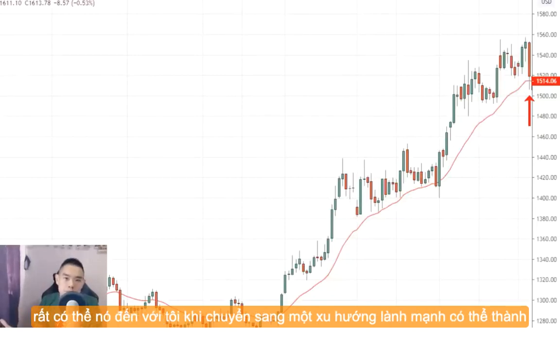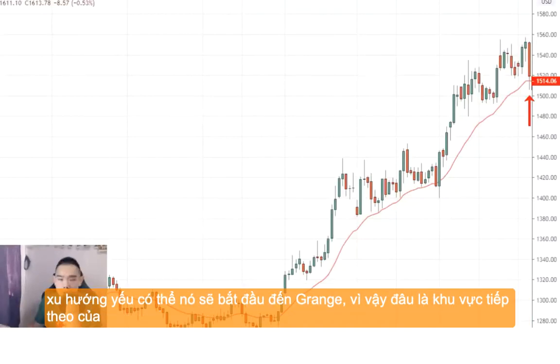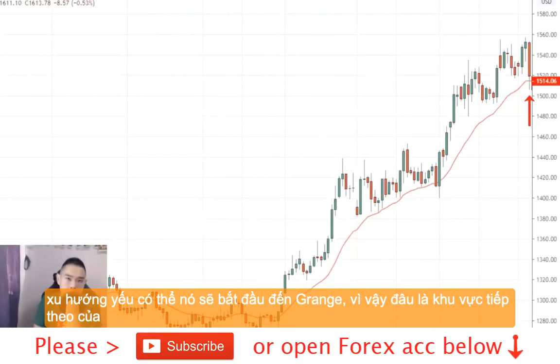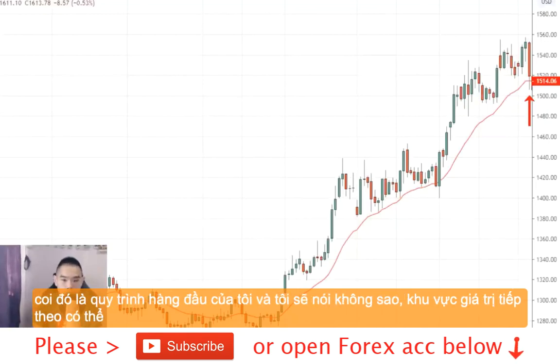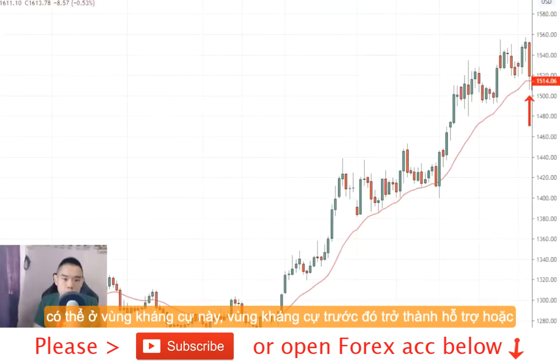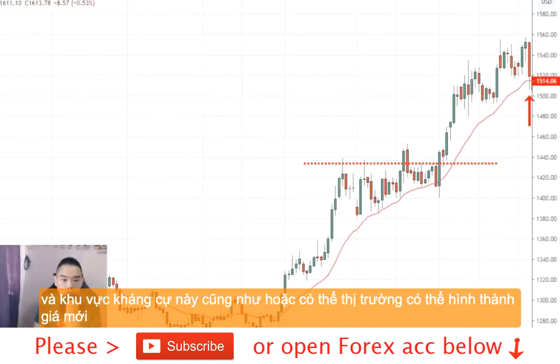What are the possibilities? Well, maybe it's going to be moving into a healthy trend, maybe into a weak trend, maybe it would start to range. So where is the next area of value? That's my thought process. And I would say, okay, the next area of value could possibly be at this area of resistance, previous resistance becomes support, or at this area of resistance as well.